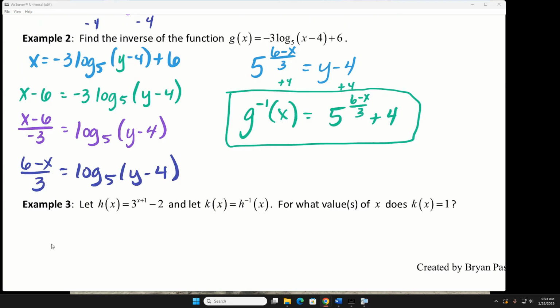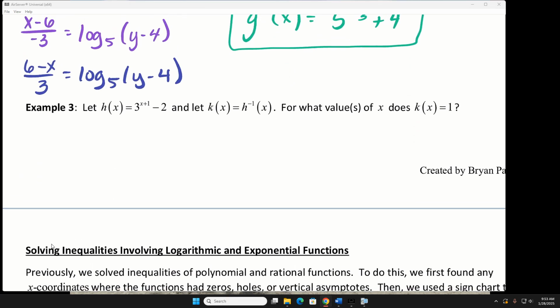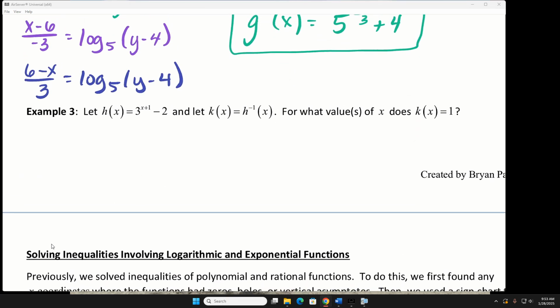All right, now example 3 looks like it might be more difficult than what we just did, but I actually think it's easier. But you have to understand what's happening. So h of x is that exponential function. And we know k is the inverse of h. We want to know for what values of x does k of x equal 1. We actually can do this without finding k, without finding the inverse. So saying what values of x does k of x equal 1 is also asking when h inverse of x equals 1. So we're trying to figure out what x you can put into the inverse and get 1 for the y.